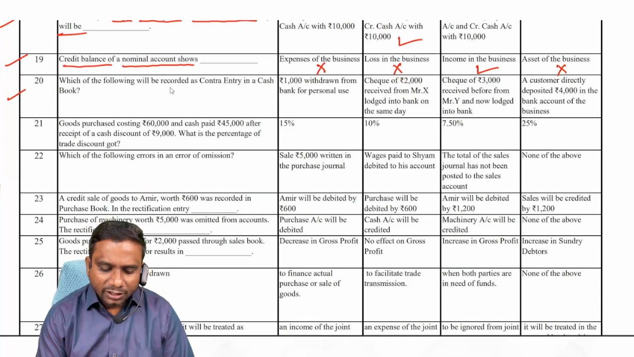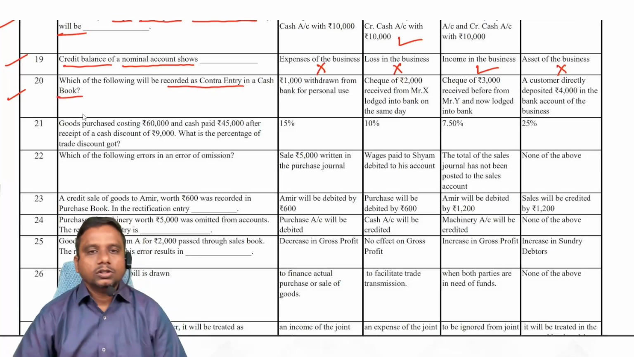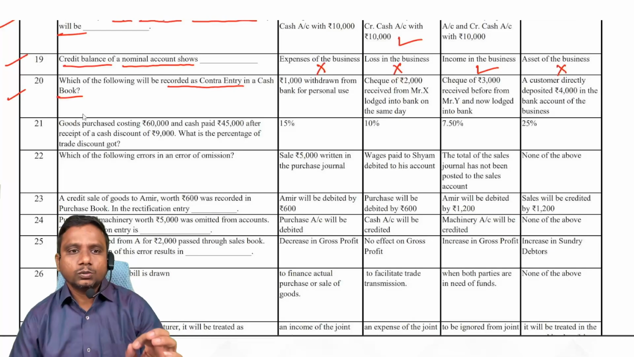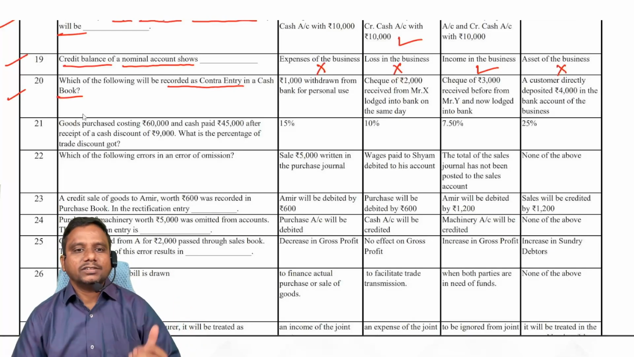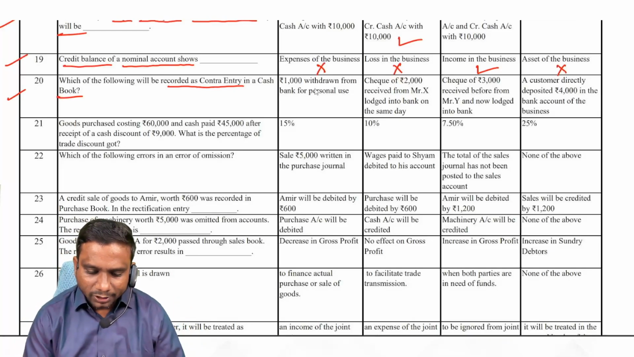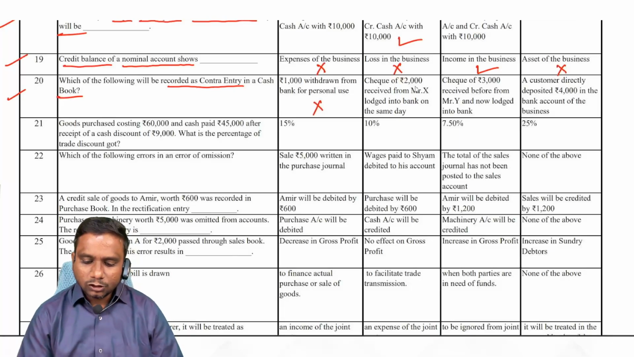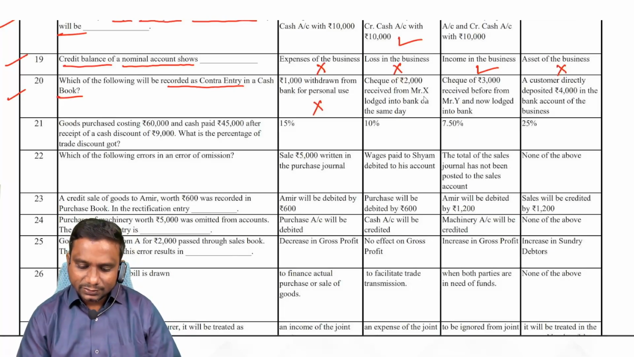Which of the following will be recorded as a contra entry in the cash book? Only two transactions are entered as contra entry in the cash book. First one, cash deposited into bank. Next one, cash withdrawn from bank. Here 1000 withdrawn from bank for personal use is treated as drawing. Cheque of 2000 received from Mr. X lodged into bank on the same day.